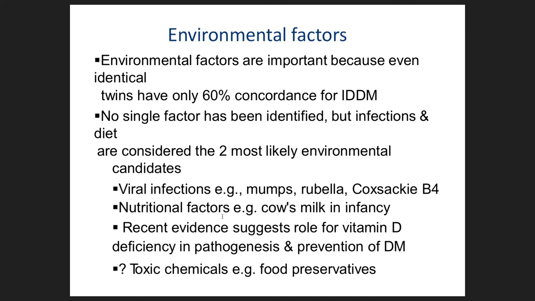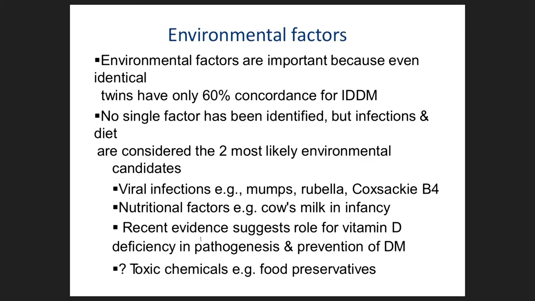The other triggering factors: we have nutrition factors, especially cow's milk feeding in infancy. So we encourage all the mothers to feed their babies in the first year of life with their own breastfeeding rather than bottle feeding, because bottle feeding or artificial formula feeding is associated with an increased risk of developing autoimmune diseases, including type 1 diabetes and allergic diseases.